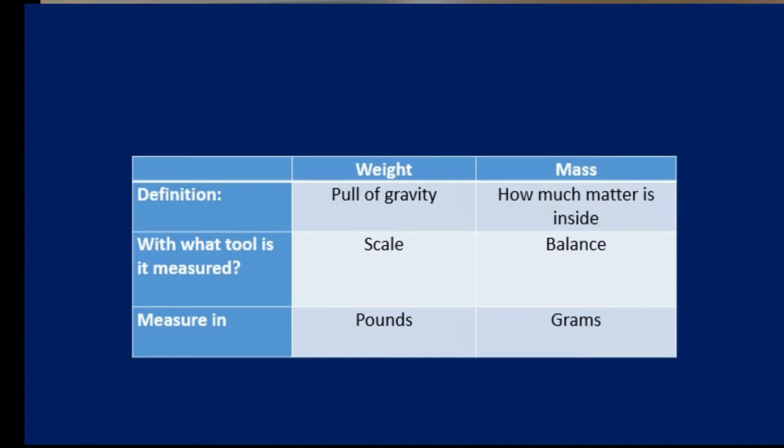So here's a chart comparing mass and weight. The definition of each: weight is a pull of gravity, whereas mass is a measurement of how much stuff is inside, how much matter is inside. We measure weight with a scale, and we measure mass with a balance. We measure weight in pounds, and we measure mass in grams.